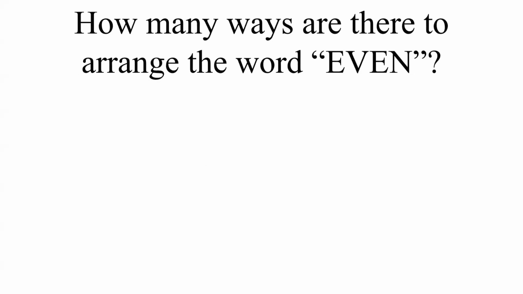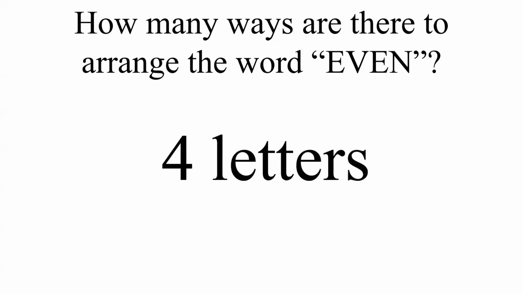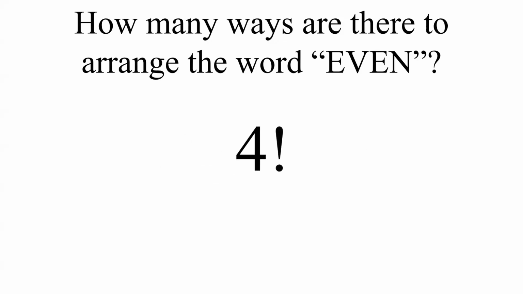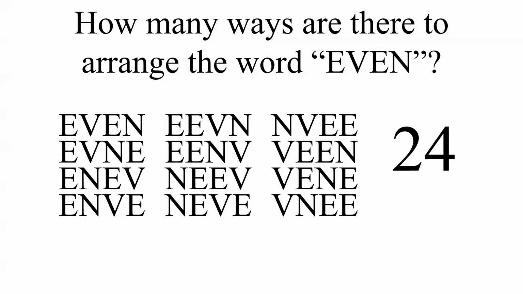How many ways are there to arrange the word even? Well, again, 4 letters, 4 factorial, 24. Yeah, 4 factorial is 4 times 3 times 2 times 1, which is 24. But honestly, I'm a bit skeptical about this. It doesn't seem right. Can we get a fact check here? I have tried to rearrange everything, and it turns out there are only 12 possible rearrangements. So, what did we do wrong here?